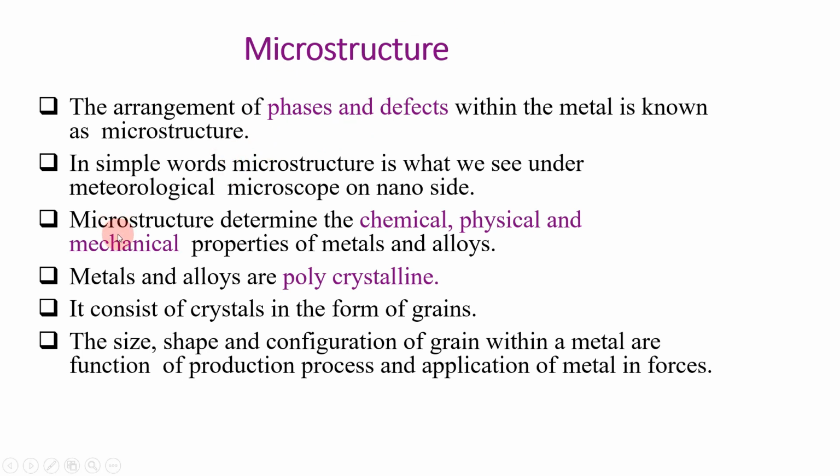The next point is that microstructure determines the chemical, physical and mechanical properties of metals and alloys. Metals and alloys are polycrystalline, which we know very well. They consist of crystals in the form of grains. The size, shape and configuration of grains within a metal are a function of the production process and the application of forces on the metal.